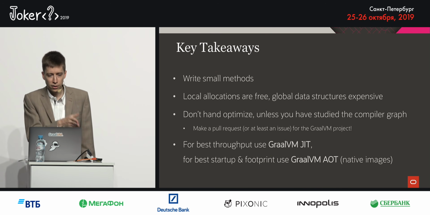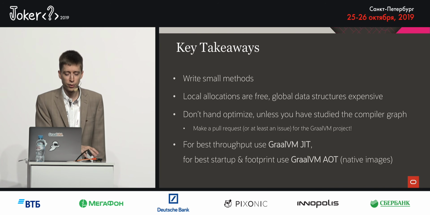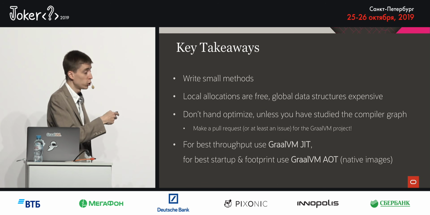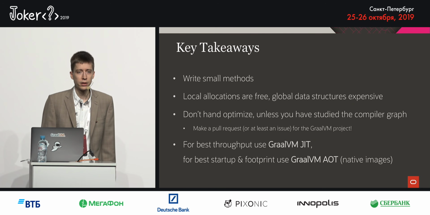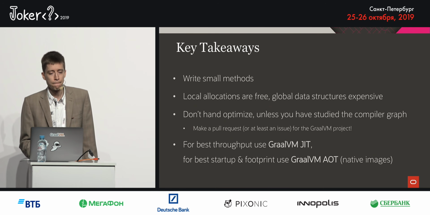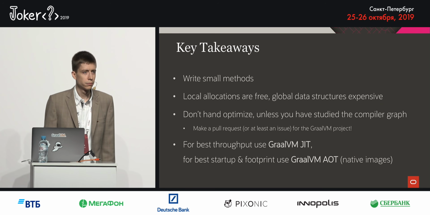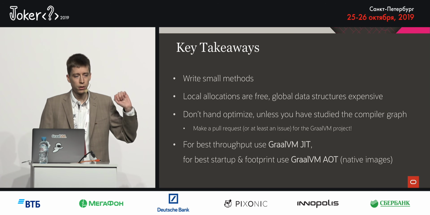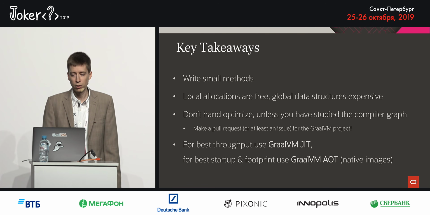So instead of hand optimizing your code, if you see a performance problem, create an issue, open a pull request for the GraalVM project. We are always happy to see such cases. And finally, for JIT versus AOT: for best throughput, use the GraalVM JIT compiler. We do think that the enterprise edition of our GraalVM JIT compiler offers the best performance you can get for an application out there. For best startup and footprint, use the GraalVM ahead-of-time compiler. And with GraalVM, you have the choice of both. Either just get better footprint by pointing the Java home directory to the GraalVM directory, or create a native image out of it.